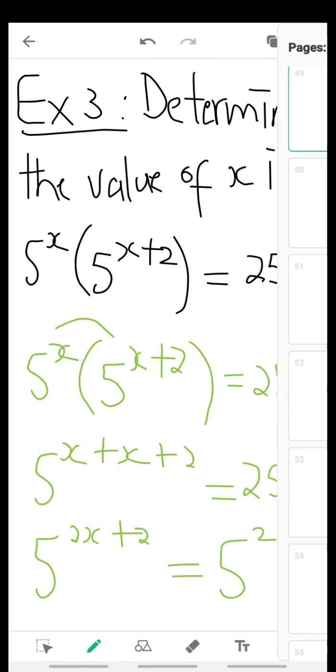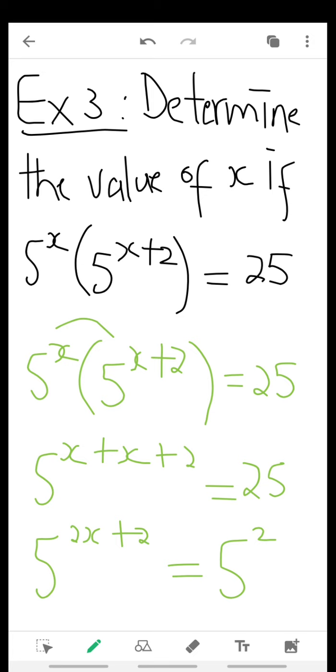Example 3. Determine the value of x if 5 to the power of x multiplied by 5 to the power x plus 2. So here we've got an x. We can't divide by 5 to the power of x. So what am I going to do? I'm going to treat this as multiplying the same bases, so I'm going to add the exponents. What will be x plus 2? Remember, multiplying same base, we keep the base, so there's the base, then we add the exponents. It will be x plus x, which will be 2x, plus the other 2.